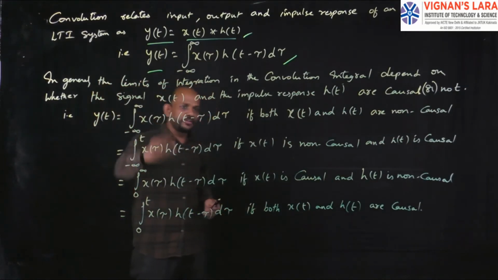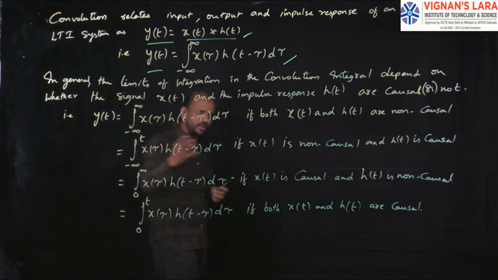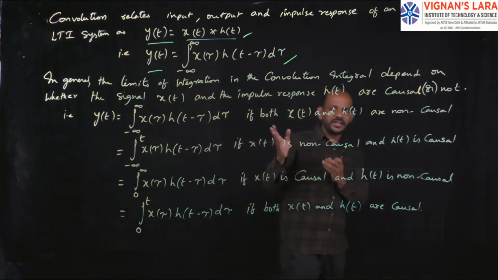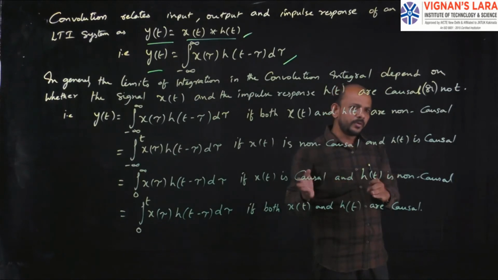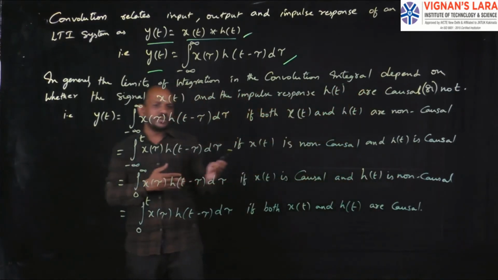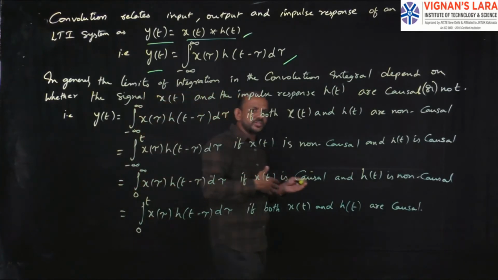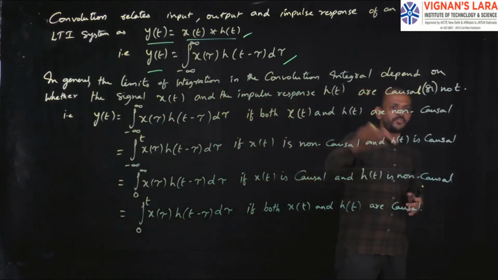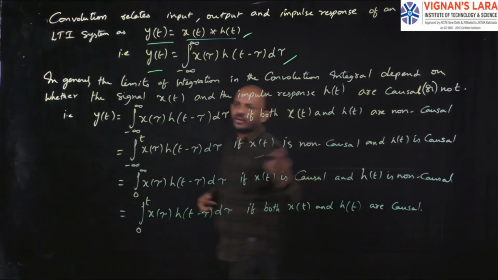So I will give the four cases. Here x of t and h of t both are causal; one is causal and the other is non-causal; both are non-causal; and the reverse. Okay, we have four cases, and for the four cases we have different limits.